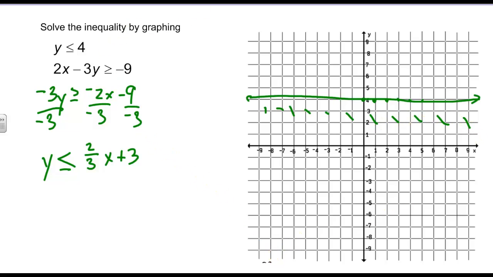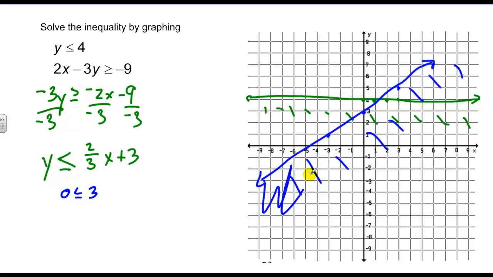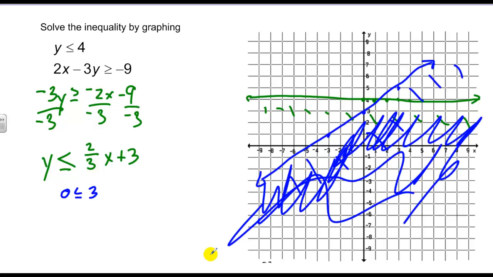If I graph the second equation, go down to 3, go up over 3, and I go ahead and connect those dots with a solid line. Use my sample of 0, 0, and say 0 less than or equal to 3. Sure is. Double shading is all this area here.